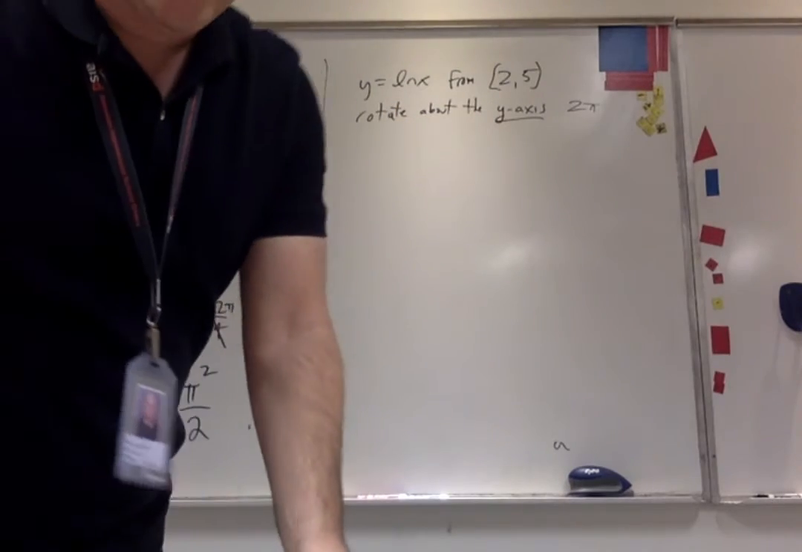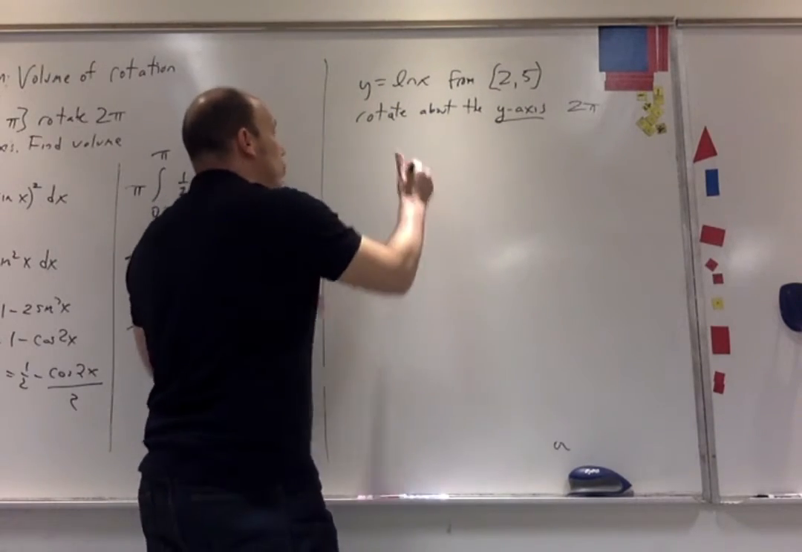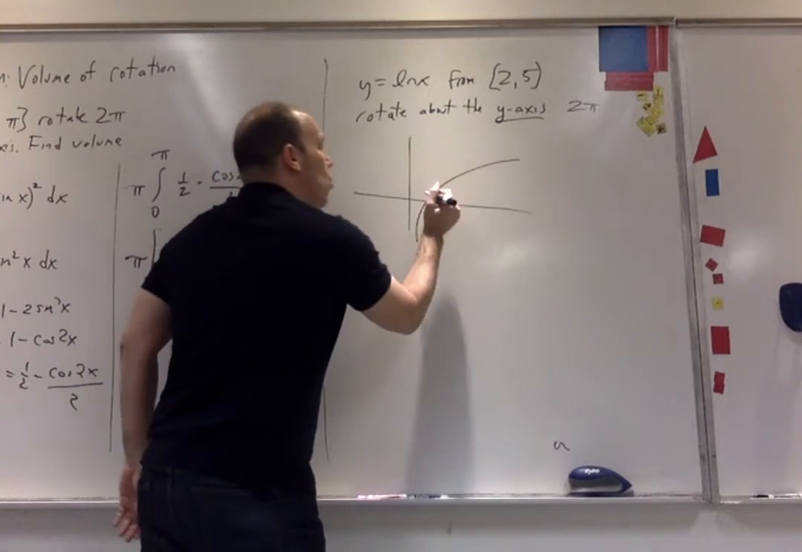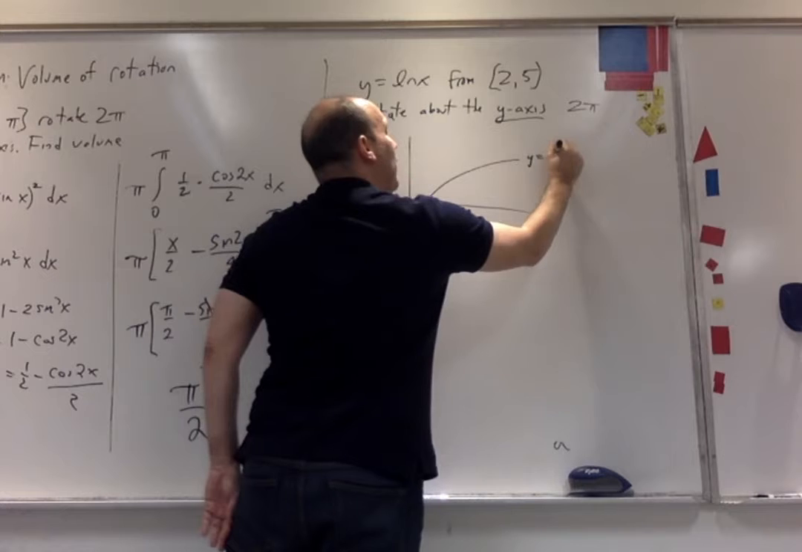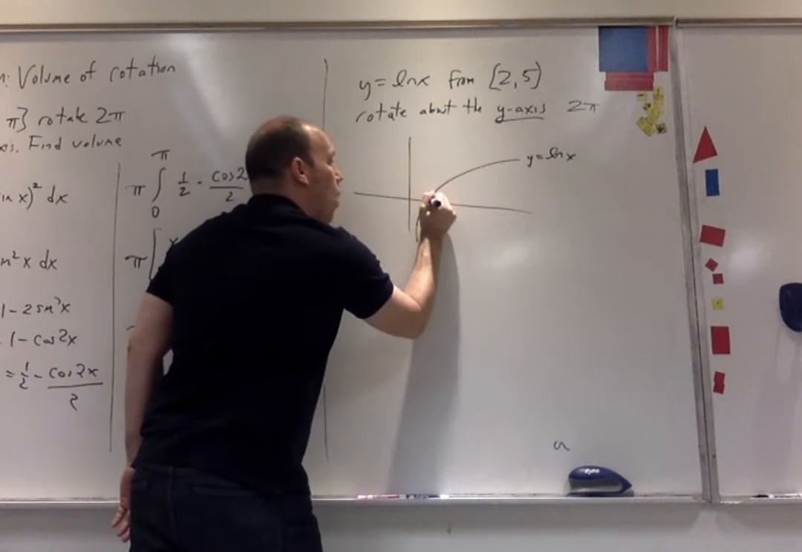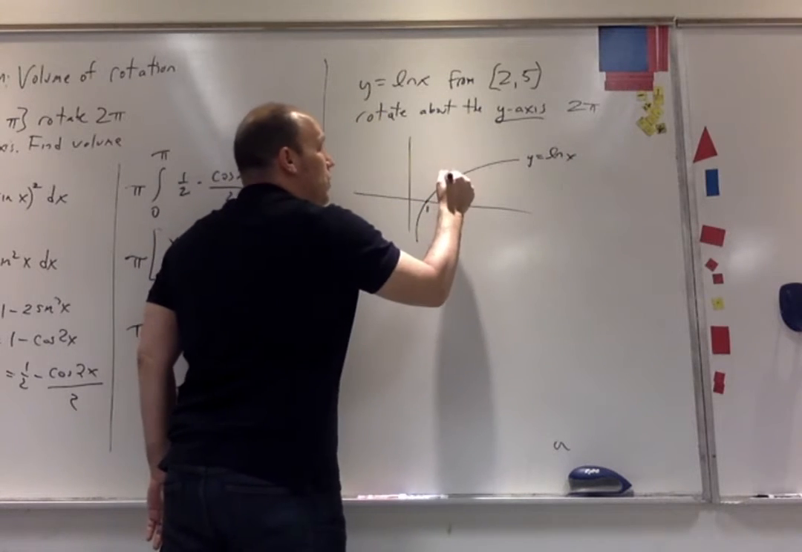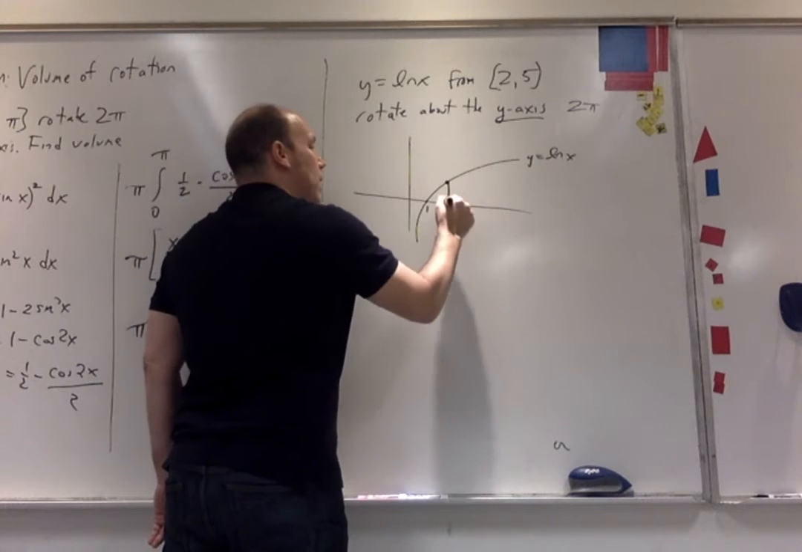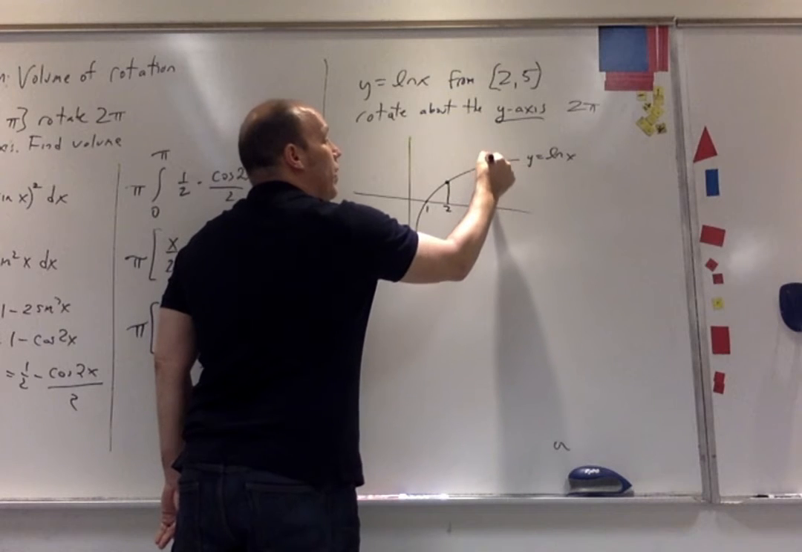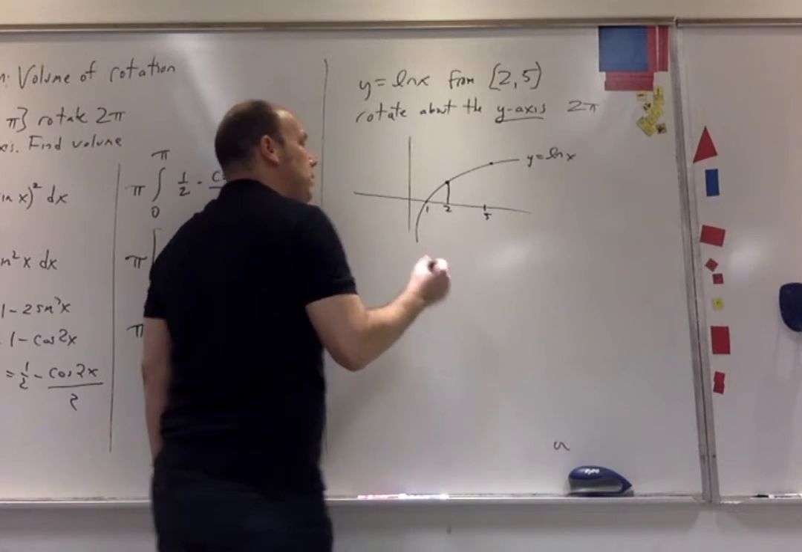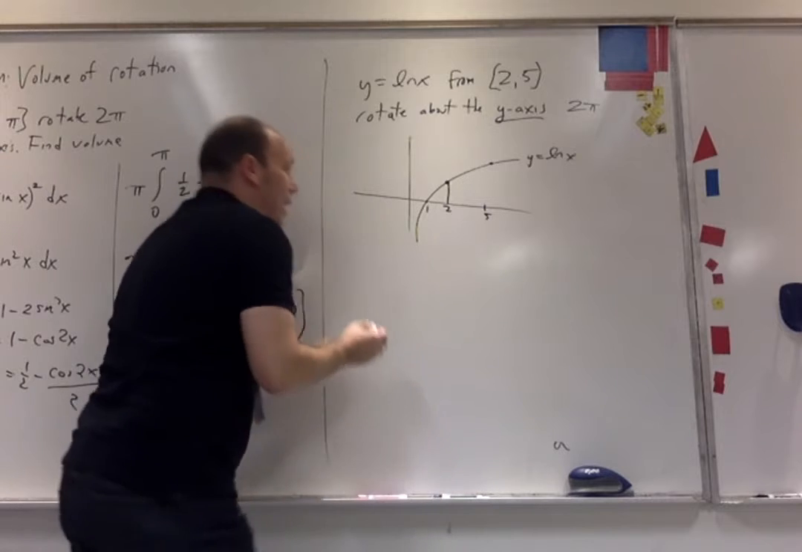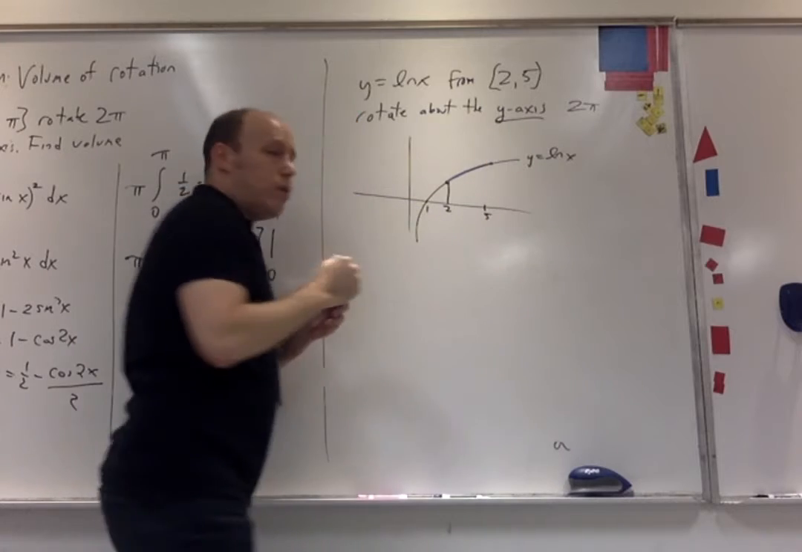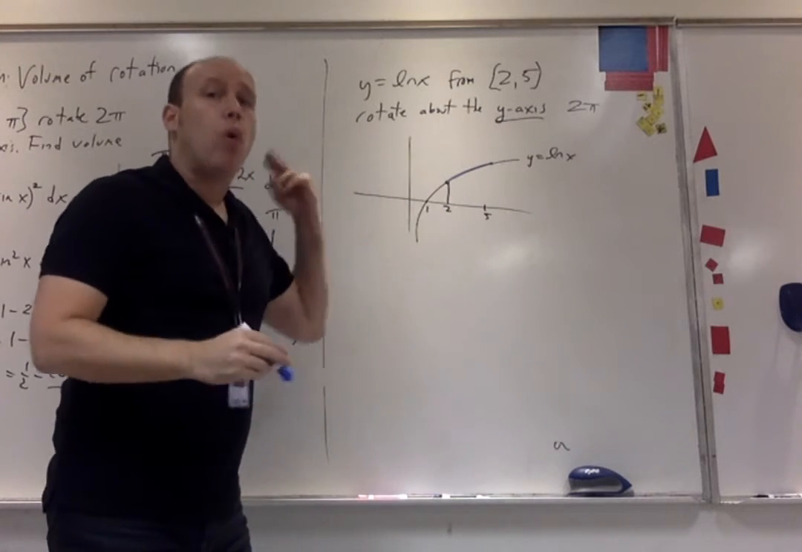So let's think about this visual. We know what this looks like. This is y equals ln of x. We know that this is 1. Therefore, 2 is somewhere in here, right? And 5 is somewhere over here. So the idea is we want to take this part of it and rotate it about the y-axis.